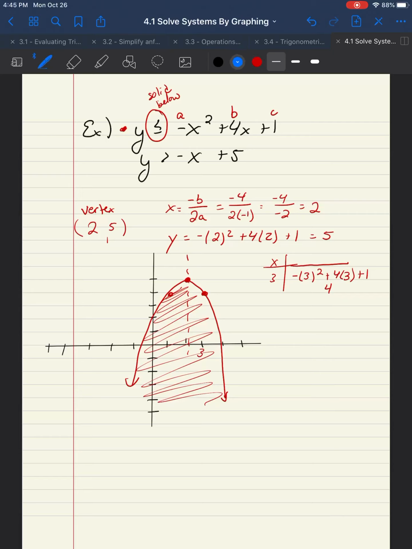Right. Now the other problem is linear. I know it is because it's just a plain x. So I have a y-intercept of 5 and a slope of down 1 over 1. This line is going to be dotted and it's greater than, so that means I'm going to shade above.